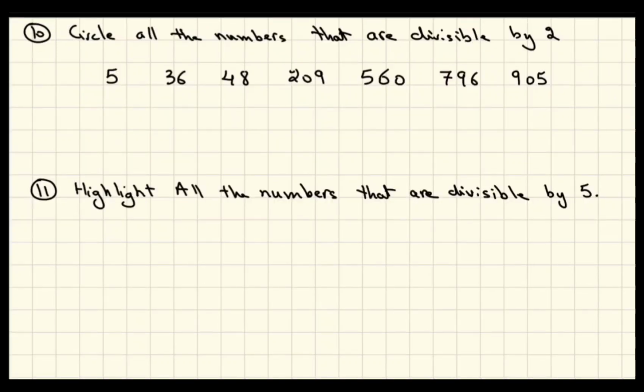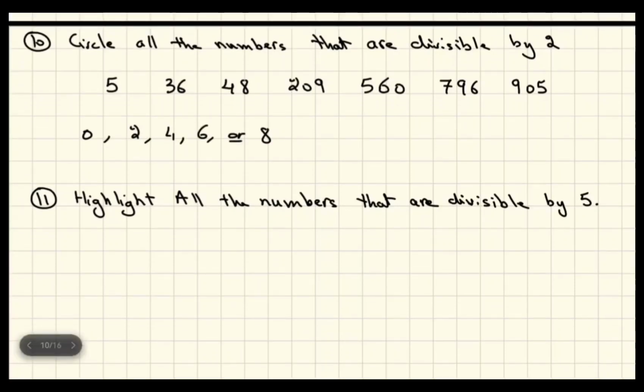Now in number 10, circle all the numbers that are divisible by 2. As we spoke before, any number divisible by 2 is a number that ends with a 0, 2, 4, 6 or 8. So I look at any number that ends with a 0, 2, 4, 6 or 8.